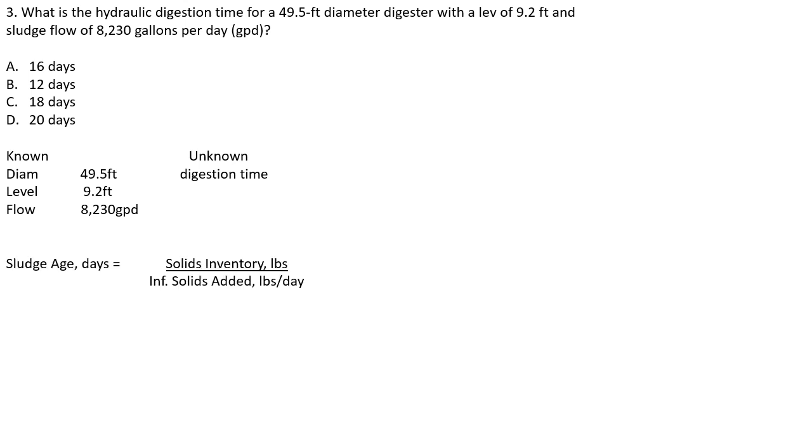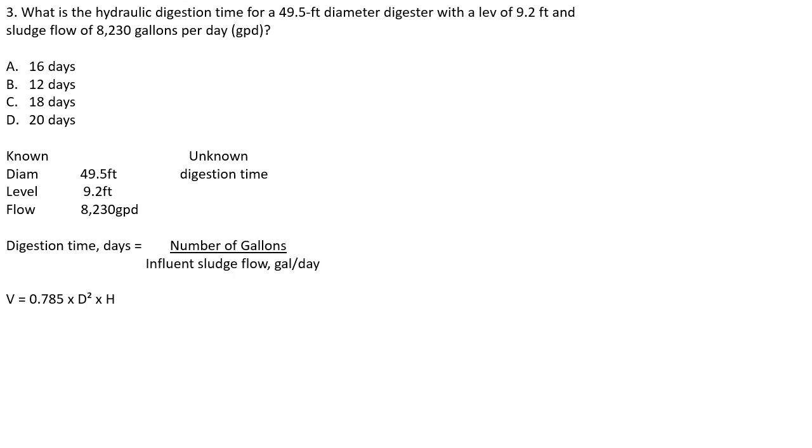So the closest formula on the Florida formula sheet is sludge age, days, is equal to solids inventory in pounds divided by the influent solids added, pounds per day. We're just going to change the units of measurement. So digestion time in days is equal to the number of gallons divided by the influent sludge flow in gallons per day.